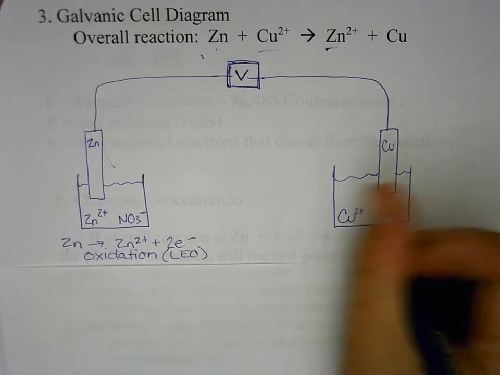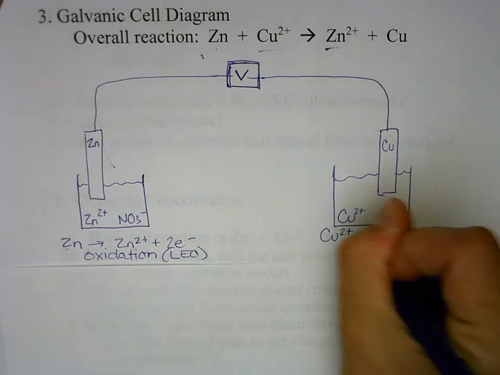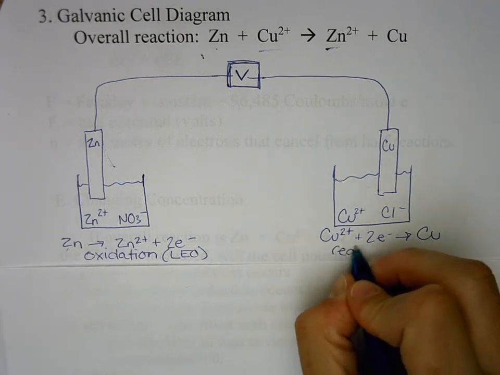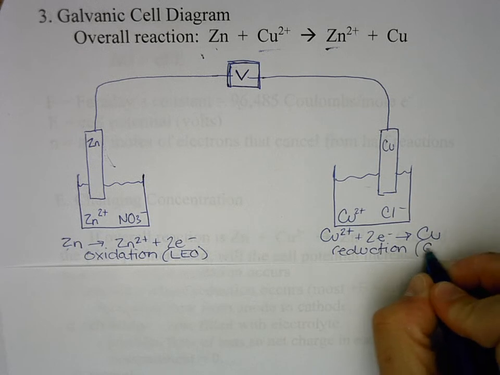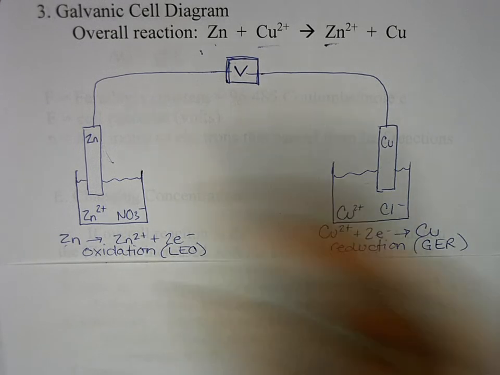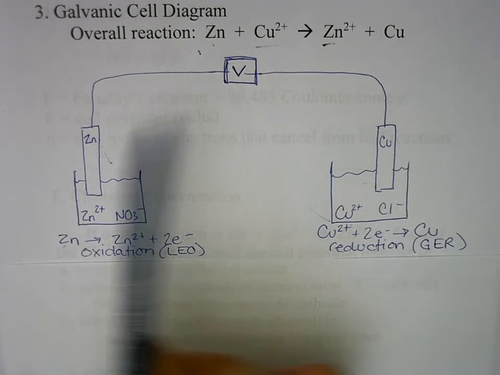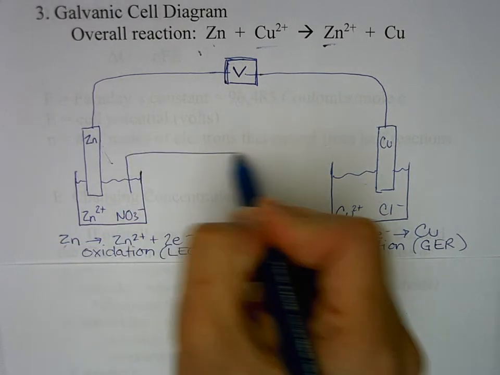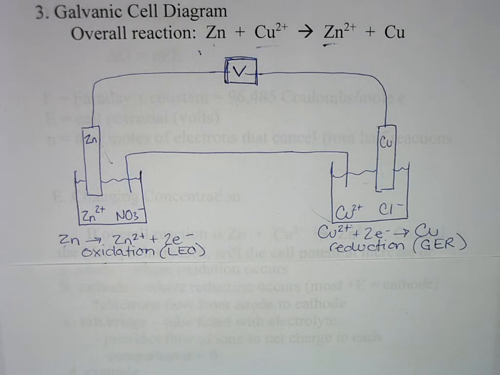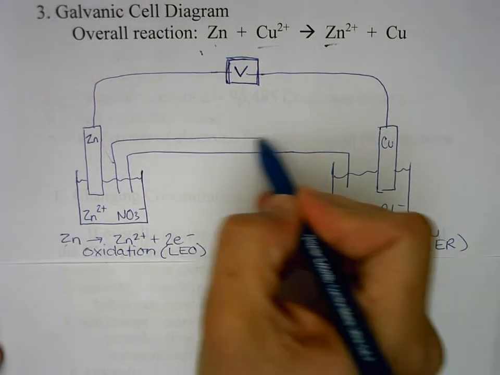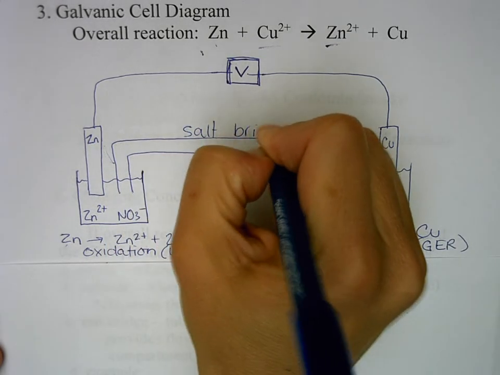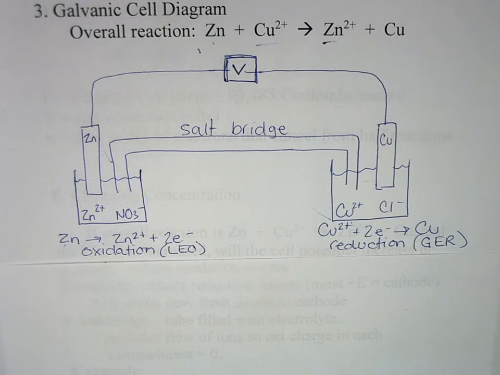Over here, I've got copper gaining 2 electrons and being reduced to solid copper. So this is my reduction side of the reaction. Now, in addition to all of this setup with the solutions and the electrodes and the wire connecting the electrodes, every galvanic cell, so this is one cell, lots of cells put together make the battery, has something that is called a salt bridge that is necessary for the cell to function.